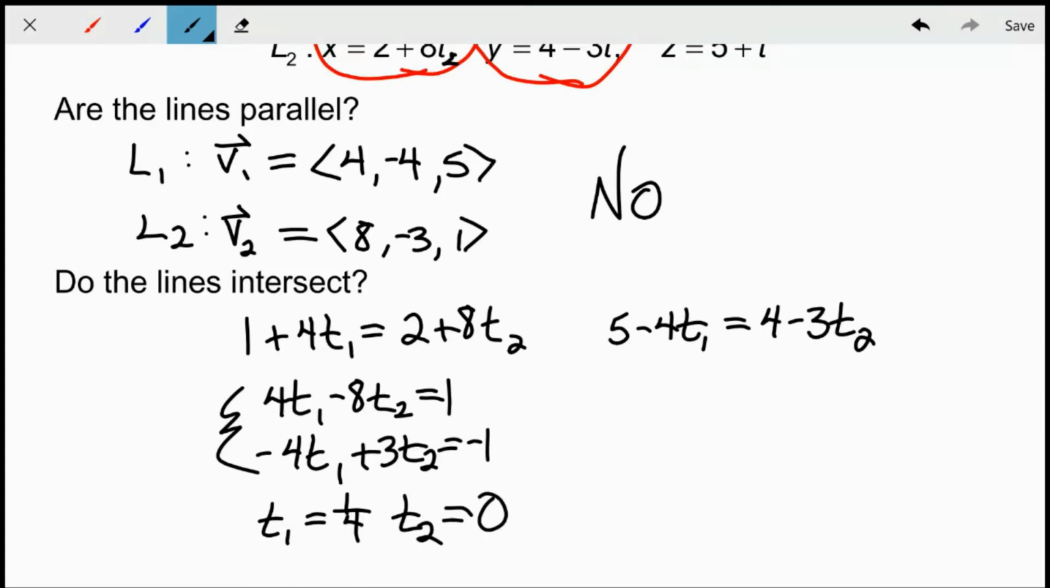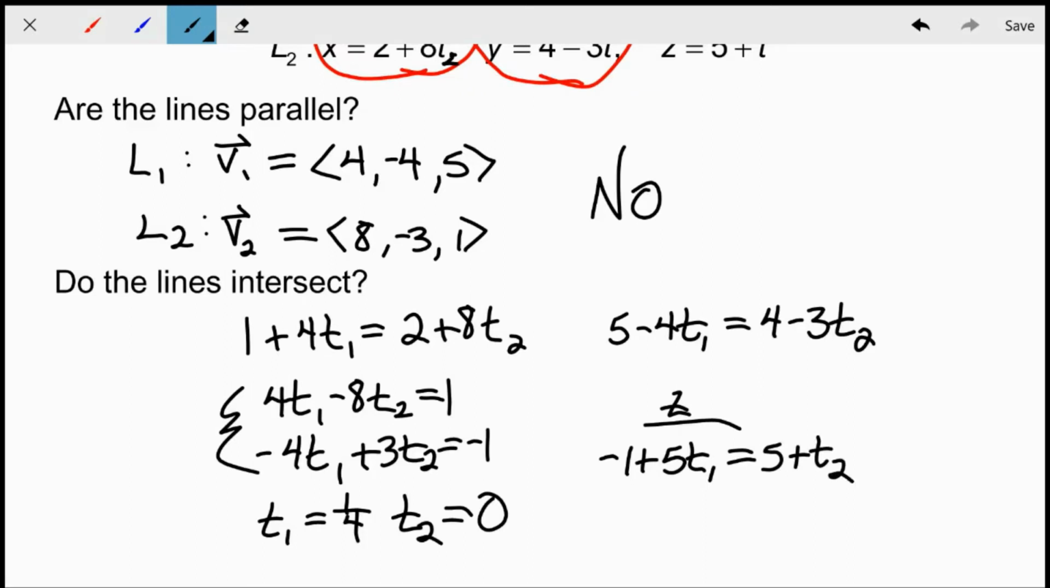So we can figure out for those parameters where they are in the x and the y positions. But in order for them to actually intersect, they have to have the same z position for that particular parameter. So now I'm going to check my z's. When I check my z's, I'm just going to make sure that I denote that we're dealing with the z's. The first one is negative 1 plus 5t1. And the second z is 5 plus t2.